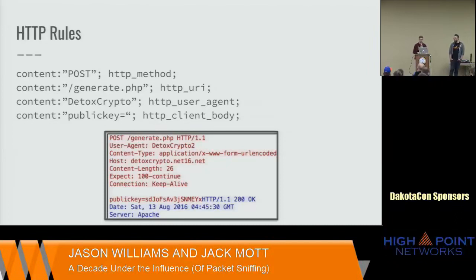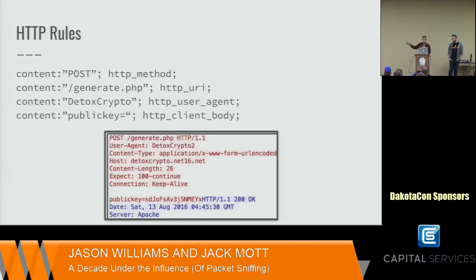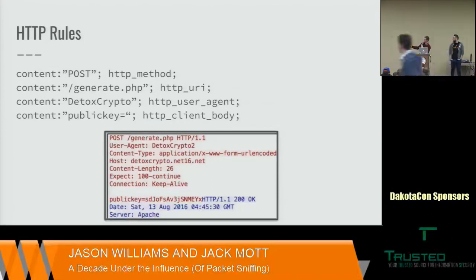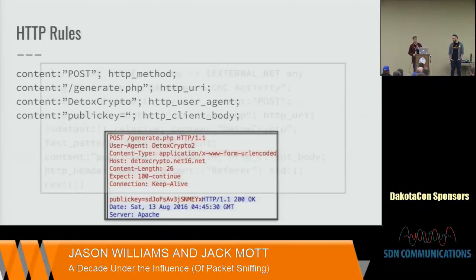Continuing down, we have the HTTP URI buffer. It's only going to be looking in the URI string, so after the method and before the HTTP version. The HTTP user agent, so we're only inspecting this field right here. We're not even inspecting the actual header name, just what comes after it. And then public key equals, which is down here in our HTTP client body. That's what's being posted to that server. So again, very efficient. That's the key here.